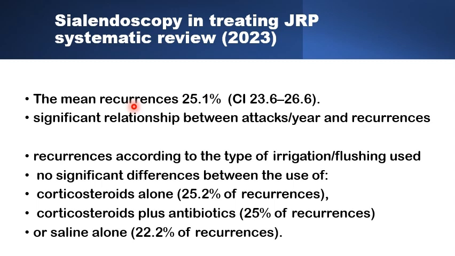There is a significant relationship between the recurrence rate and the preoperative frequency of the attacks per year. The higher the number of the attacks, the less is the success rate, and the more is the chance of a recurrence after the procedure. The recurrences were also analyzed according to the type of irrigation solution used during the endoscopy, and it was found that this made no significant difference in the rate of recurrence, whether steroids alone, steroids with antibiotics, or just saline solution were used. What really matters is the frequency of the attacks before the operation.